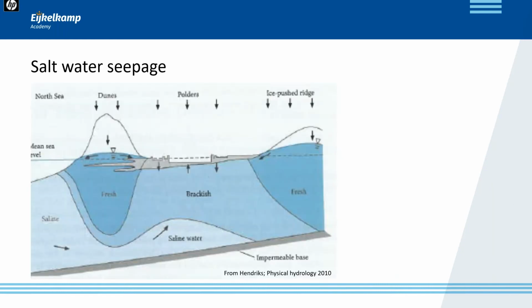The second saltwater issue is what we call saltwater seepage. Low-lying areas, like polders and reclaimed land, are most affected by this. The drainage of these areas increases the seepage groundwater pressure from the deeper soil layers. This is one of the main causes of permanent high salt concentrations of the groundwater and surface water in those areas.